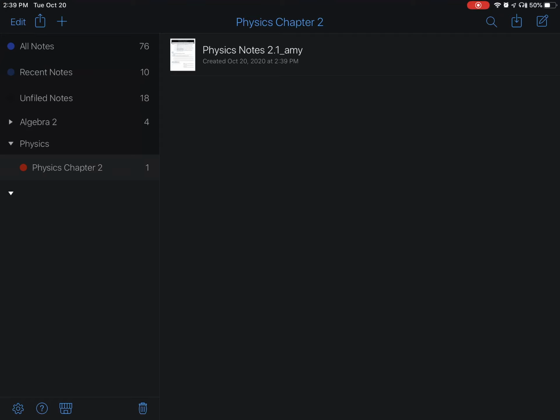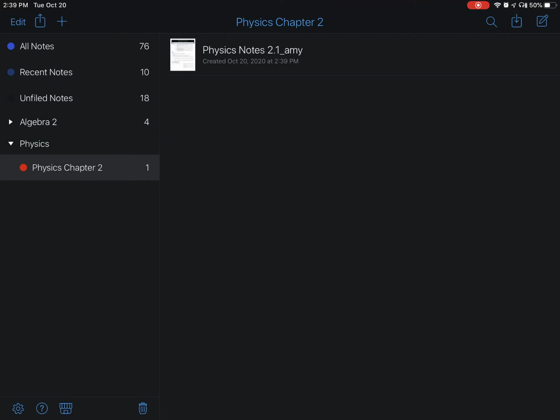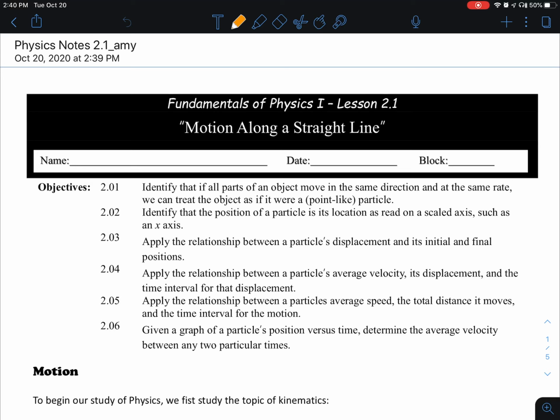Inside of your new divider, once you're inside of physics, I would suggest that you add a new subject and call it physics chapter 2 just to keep yourself organized. Then get your notes from Schoology or Google Drive, wherever we post the notes, and open them up. And let's go ahead and get started.